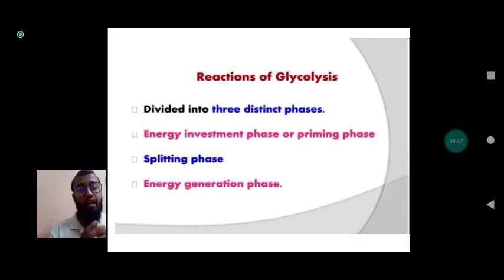Now the reactions of glycolysis. Glycolysis is divided into three distinct phases. First is the energy investment phase, or the priming phase. Second is the splitting phase, and third is the energy generation phase. I am going to teach you glycolysis in three steps, and these three steps are very important to understand the pathway. If you understand this basic pathway of glycolysis, then you will never get problems in solving questions related to biochemistry.